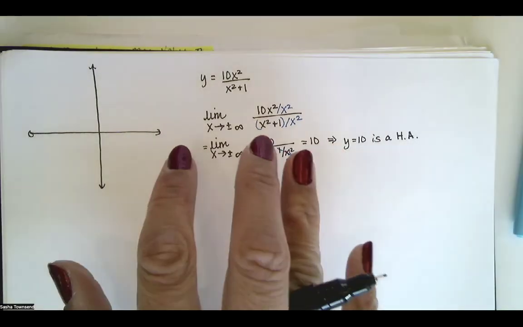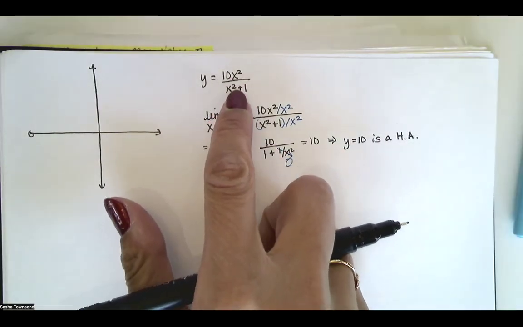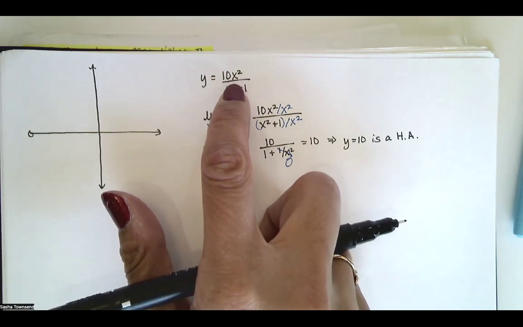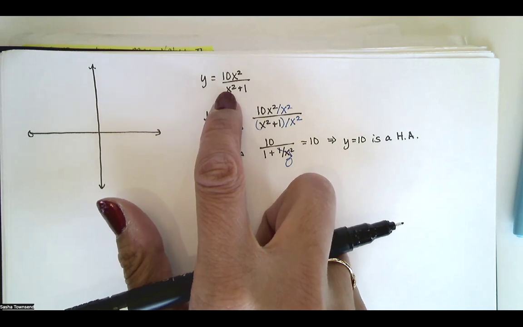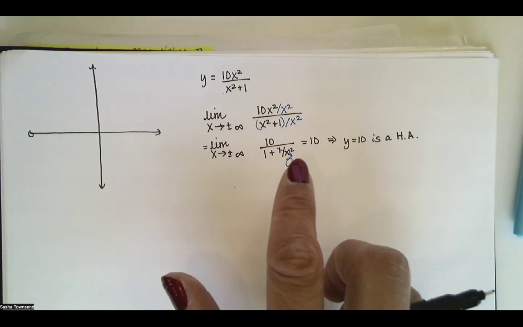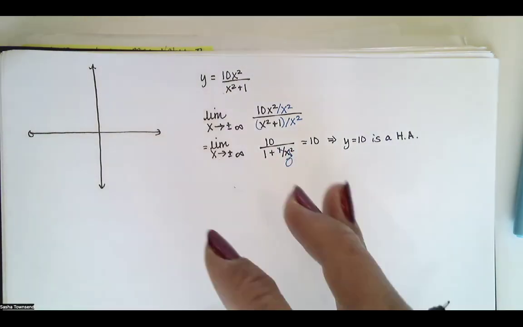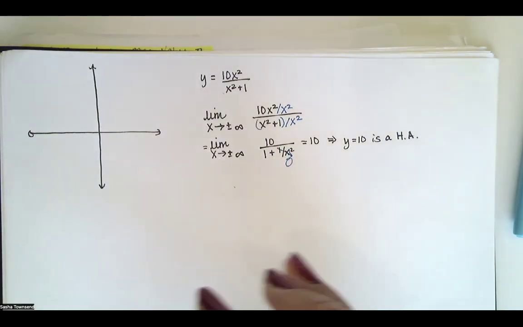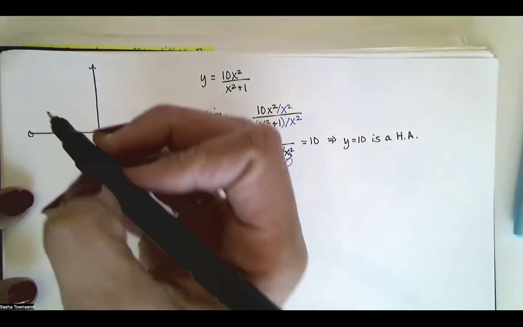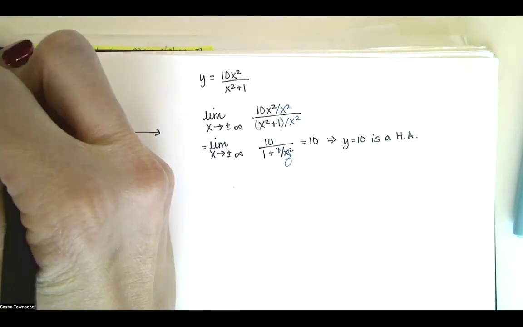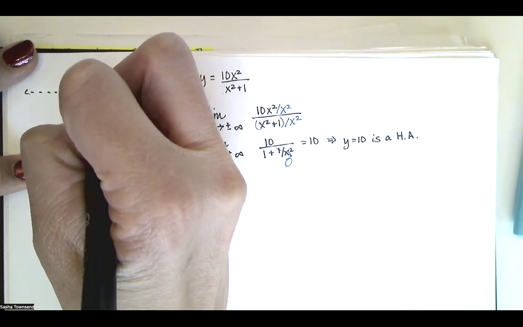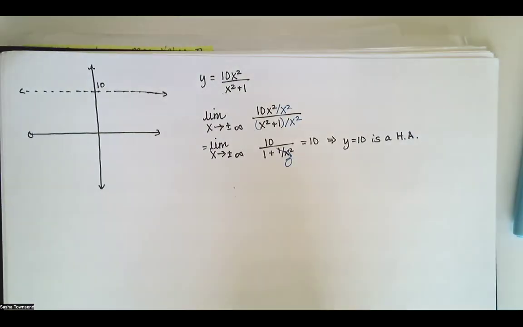And we could see that. We know that if the degrees of the numerator and denominator are the same, y equals the ratio of the leading coefficients is the equation of the horizontal asymptote of the function. But this is how we prove it. We get rid of the infinity over infinity indeterminate form by dividing by the highest power of x, and then we get this asymptote. So this function approaches y equals 10 as x goes to positive or negative infinity.